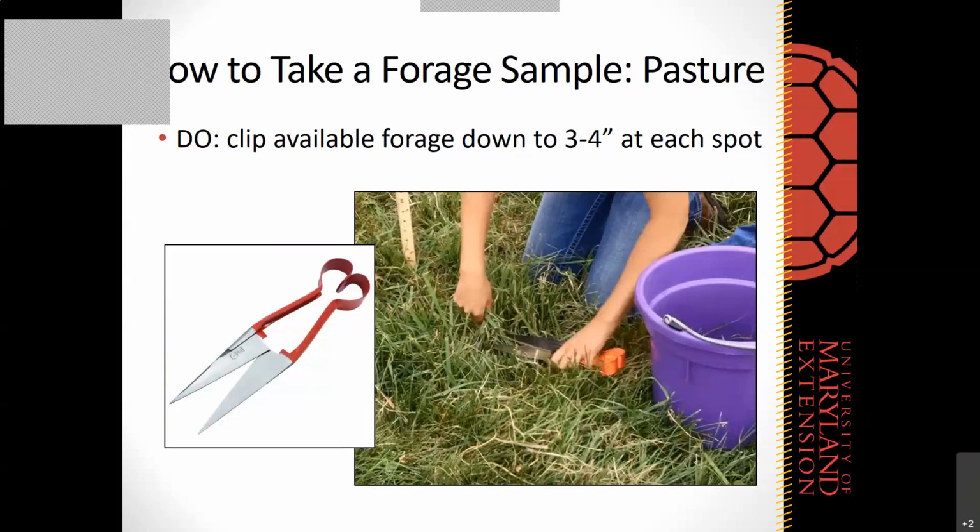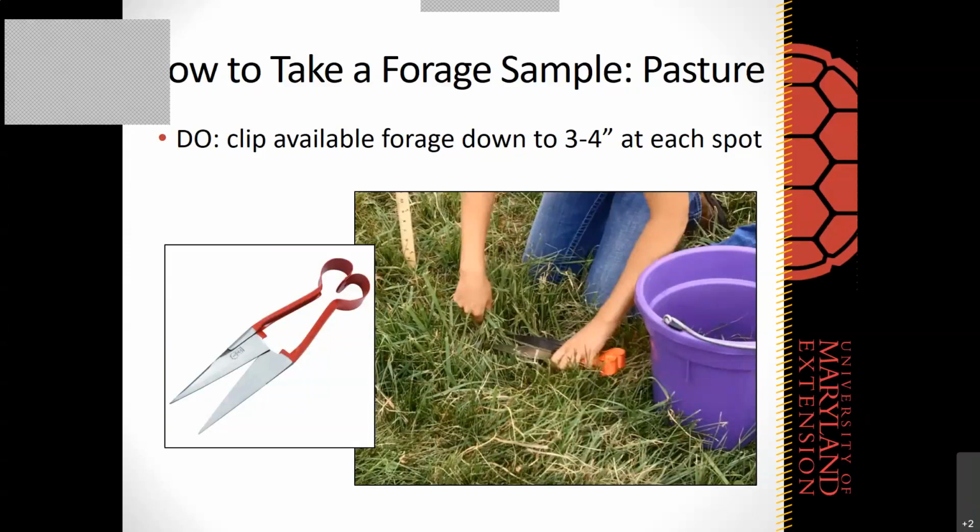For the pasture sample, I like to use forage clippers, or they're actually also used as sheep shears, like what you see in the picture there. But really any type of shears or scissors, garden shears that will cut through that forage will work just fine.